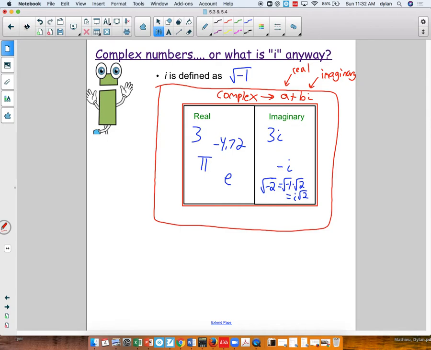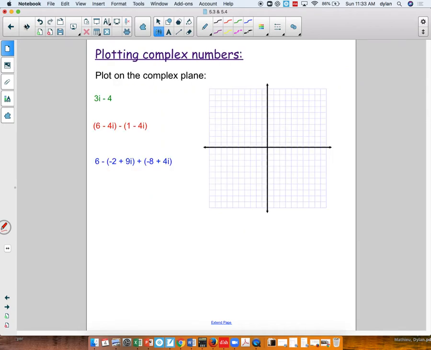So the first thing we're going to talk about is how you plot complex numbers on what's called the complex plane. And just as a reminder, we're talking about a plus bi. So this is the imaginary side, and this is the real side. So on the complex plane, we have a real axis and we have an imaginary axis. And this is not really related to the xy axis. It's just a real on one side and an imaginary on the other. So for example, if I wanted to graph 3i minus 4, I would go 4 left on the real side, then I would go up 3 on the imaginary side. And that would be 3i minus 4.